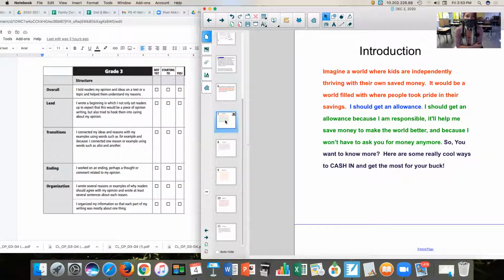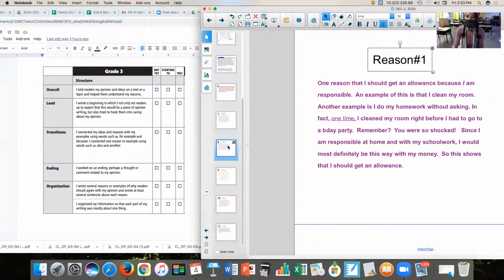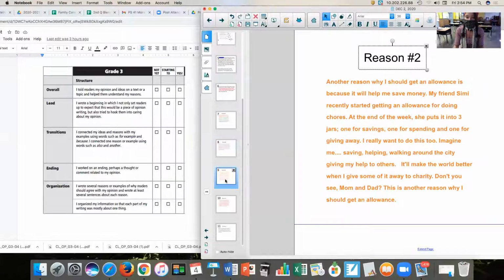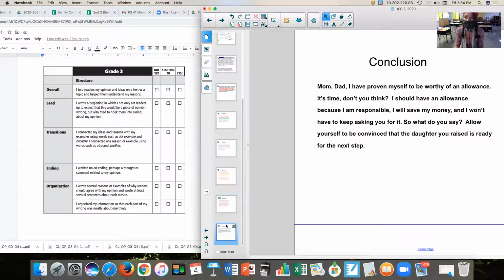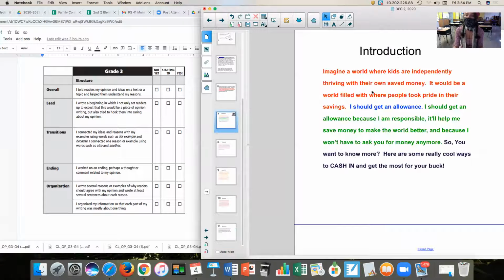All right, so page 1 should be your introduction. Page 2 should be reason number 1. Page 3 should be number 2. Page 4 should be reason number 3. And page 5 should be your conclusion. All right? So you're going to take this page by page in some cases and part by part in others.